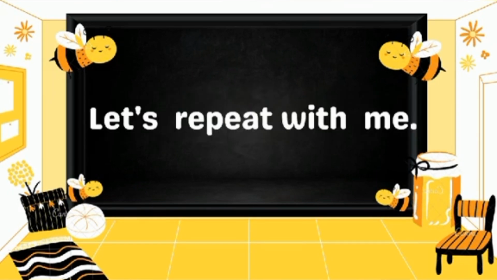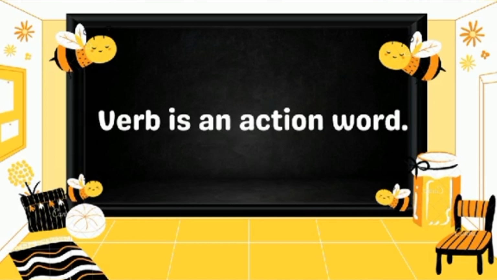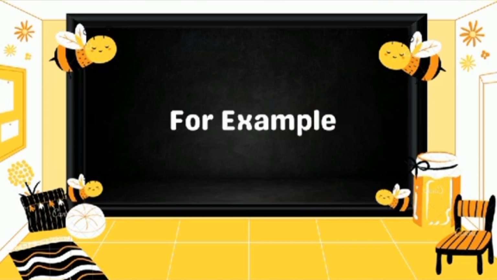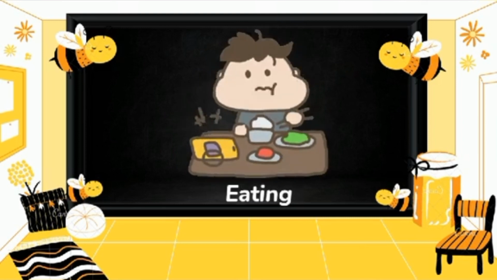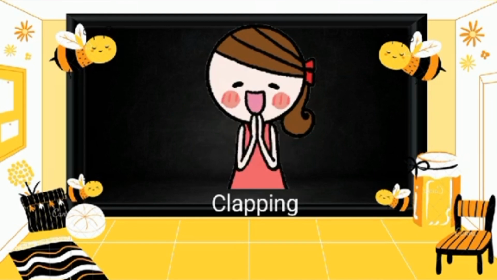Let's repeat with me. Verb is an action word. For example, running, eating, clapping, jumping.